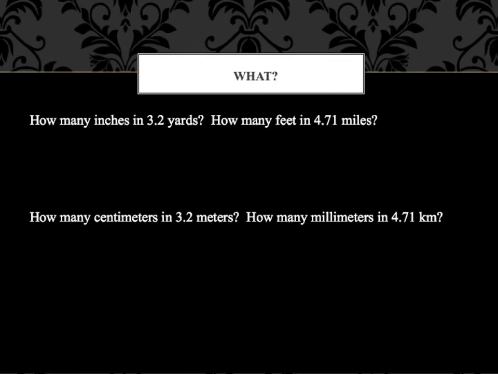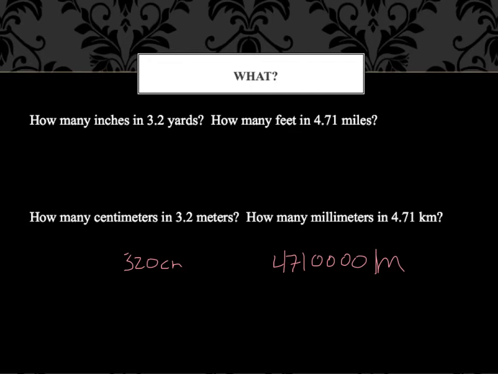Let's look at the second question then. How many centimeters is there in 3.2 meters? Well, that's easy. You just move the decimal place over 2 places, so there's 320 centimeters in 3.2 meters. How many millimeters is there in 4.71 kilometers? Well, that's easy. You just move the decimal place over 6 places, so 4,710,000 millimeters. So you see how easy that is? I could do it in my head. The other questions, though, not so easy.